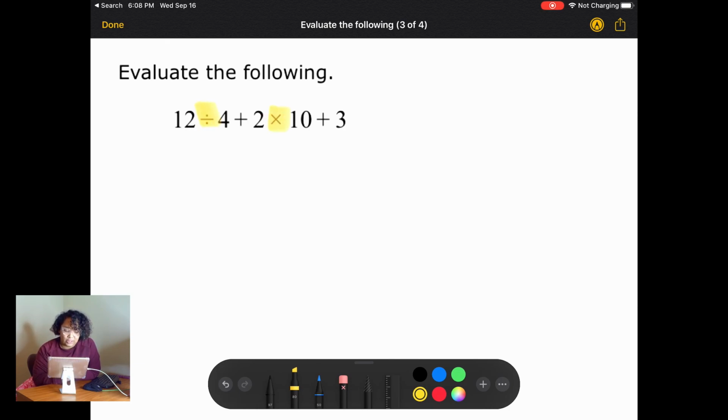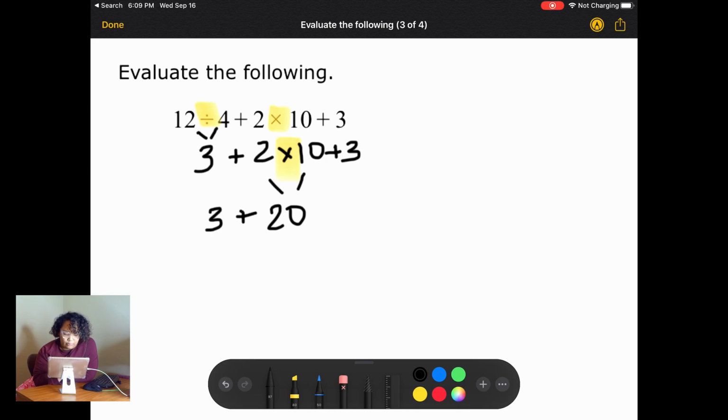Now, what I mean by this is when you do multiplication, division, and addition and subtraction, you're going to go from left to right. Meaning, I have 12 divided by 4, right? 12 divided by 4 is 3. And I'm going to rewrite this just so it's there. Okay, and then I'm going to re-highlight my multiply. And then I have 2 times 10, which is 20. And then I write out the rest.